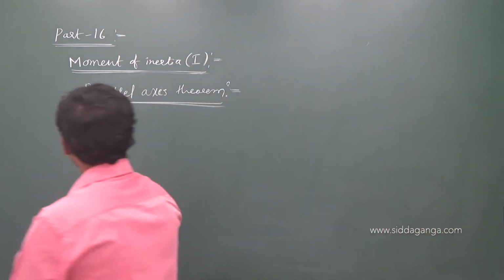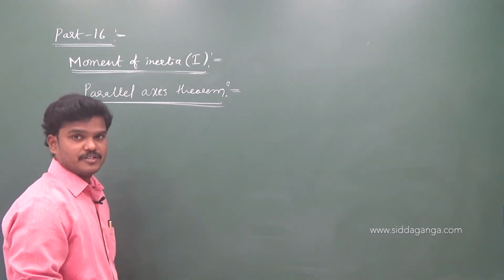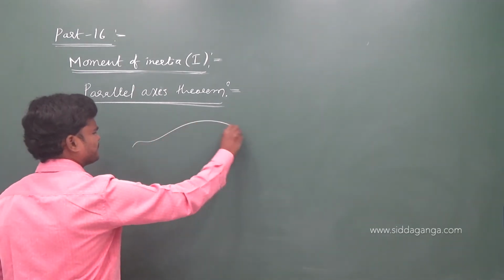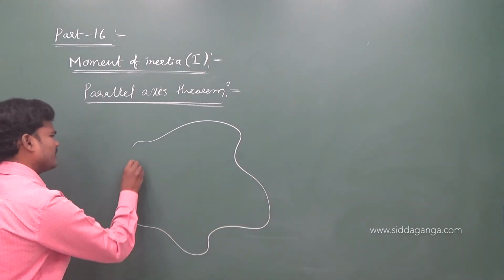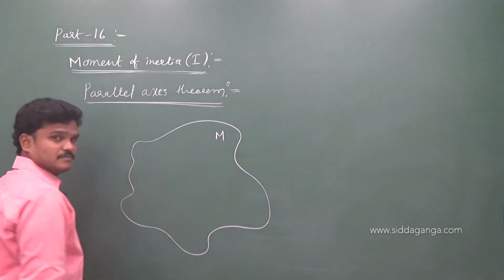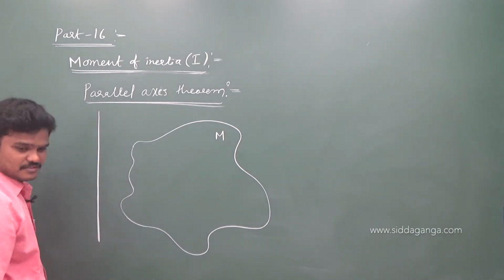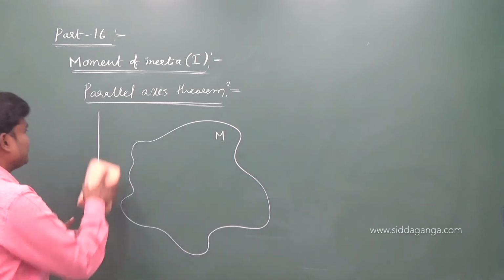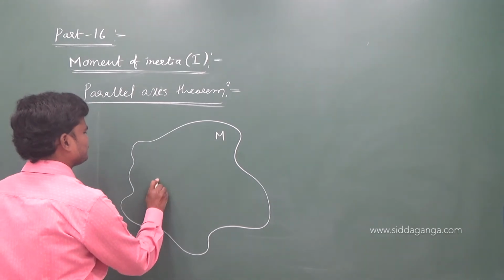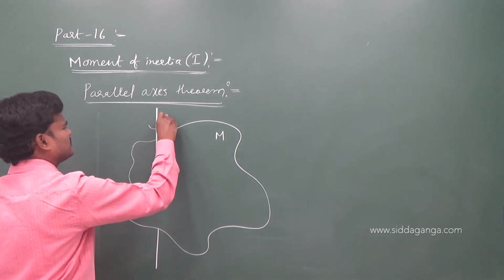So, parallel axis theorem. To get this theorem, let me consider a rigid body whose mass is capital M. Let us suppose this is a rigid body, irregular, whatever the shape and size, whose mass is capital M. And this is rotating about this axis with an angular velocity omega.